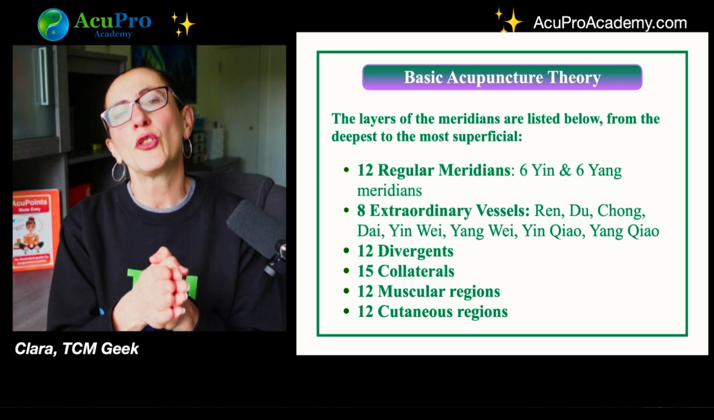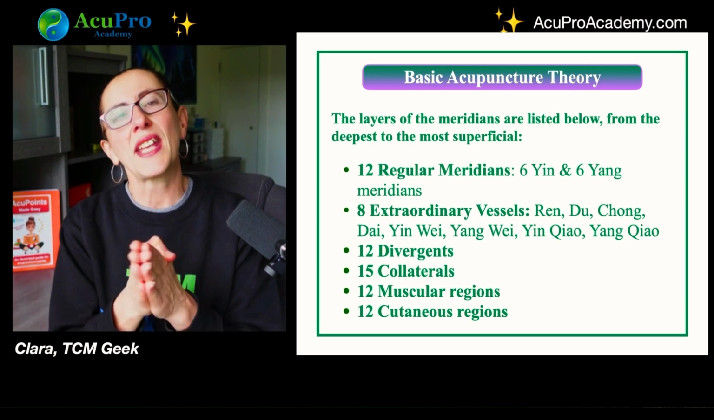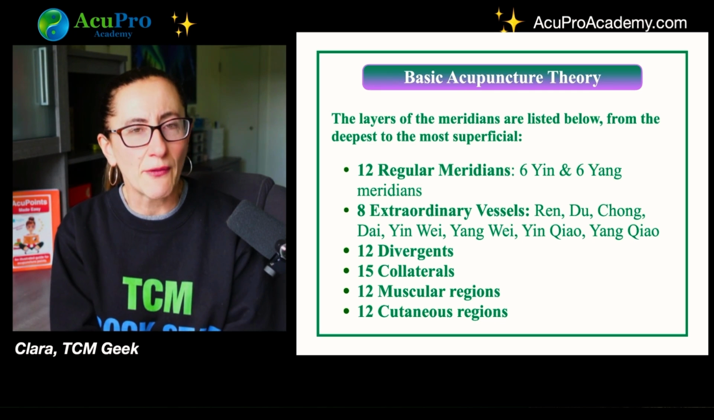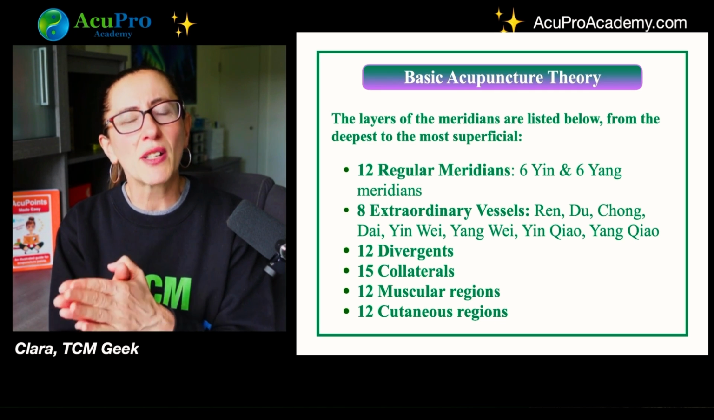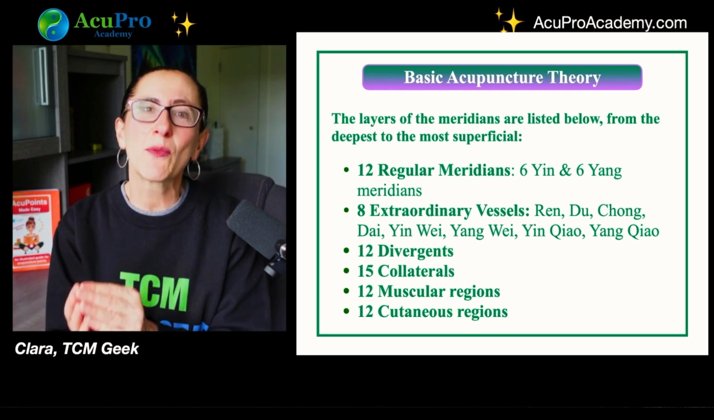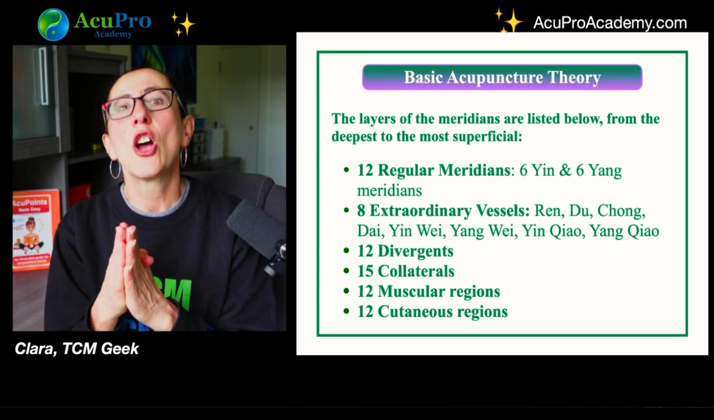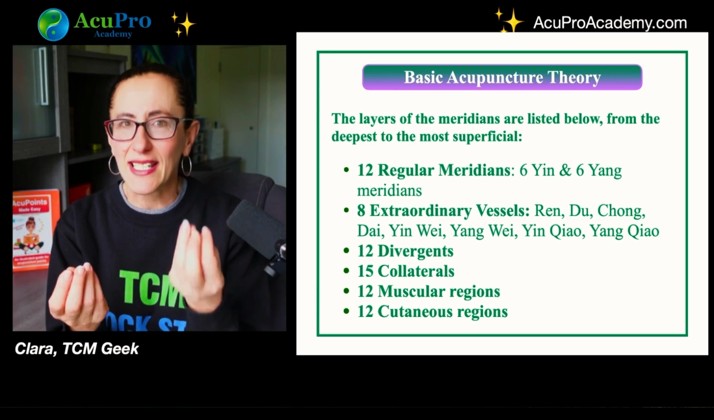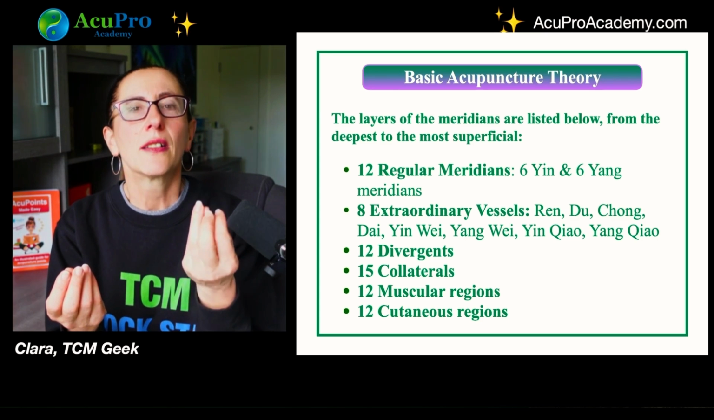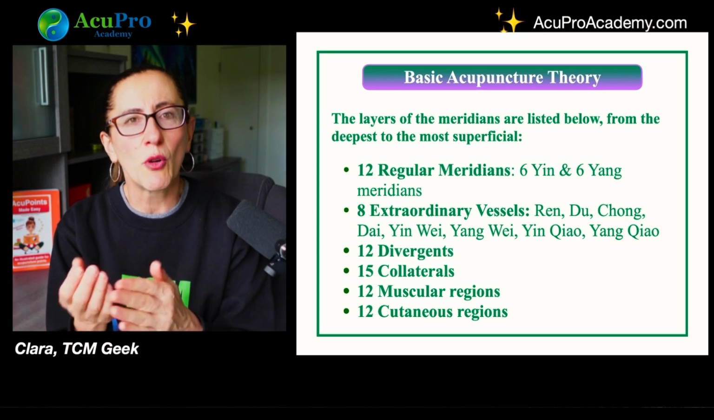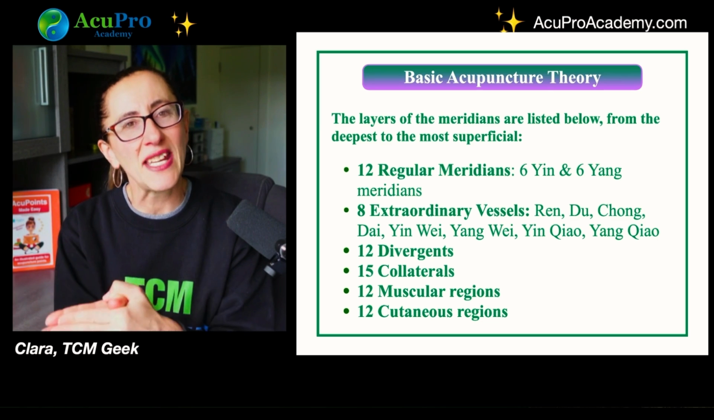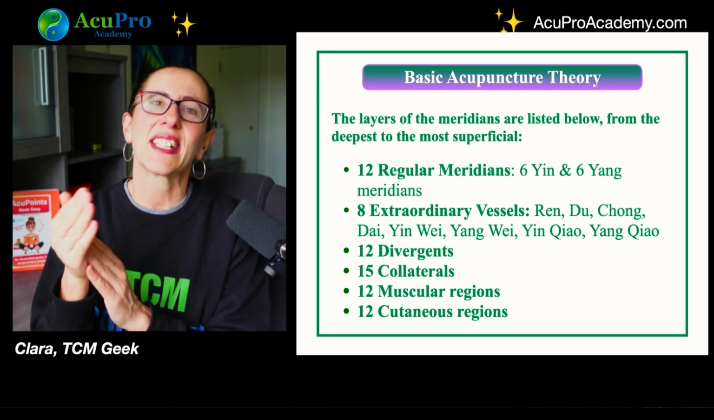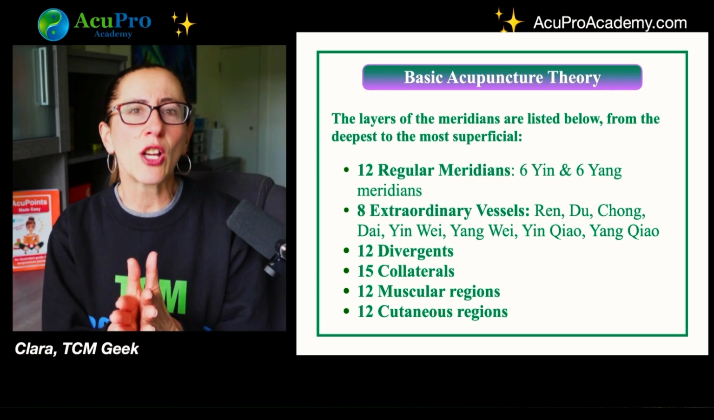For example, the lung collateral will connect to the large intestine through the lower collateral point, which is lung 7. And then the large intestine will connect through the lower connecting point of the large intestine, which is large intestine 6. So stomach 40 connects to the spleen because that's the lower connecting point of the stomach. And it has a lower collateral from stomach 40 that connects to the spleen. Spleen 4 is the lower connecting point of the spleen, and it connects to the stomach. Okay? So that's what the collaterals do.